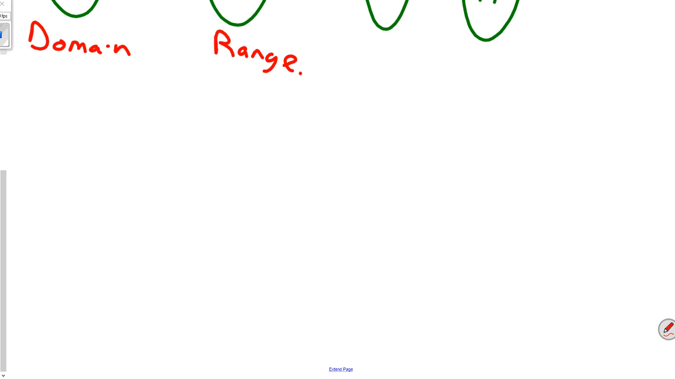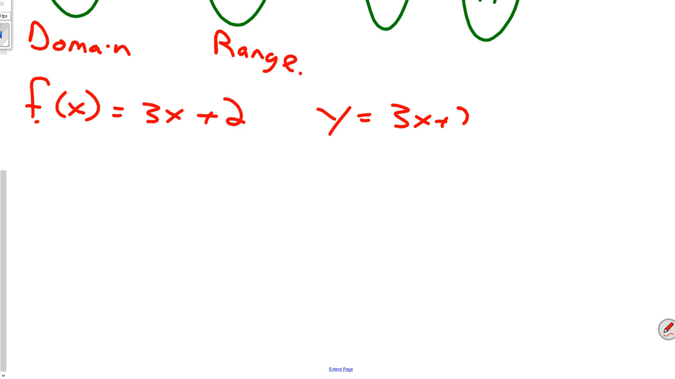Like sometimes we'll write out functions like this. F of x. Okay, so this is my function. We use f here for function. Oh, not yet. That's chapter 6. But we're starting to get into that here. So this is a function. This is an equation. Basically the exact same thing.